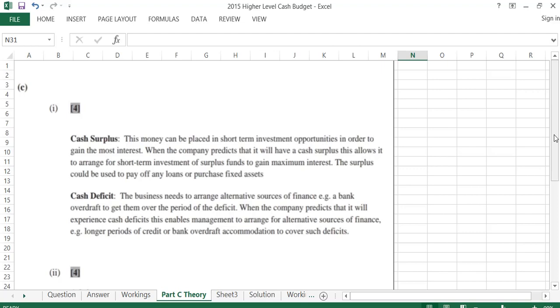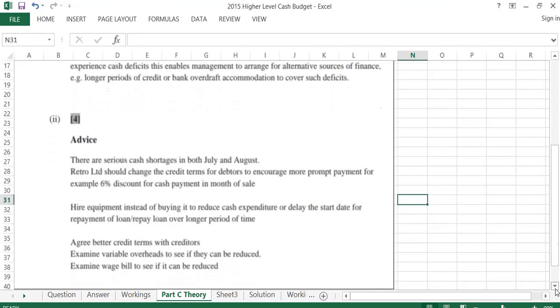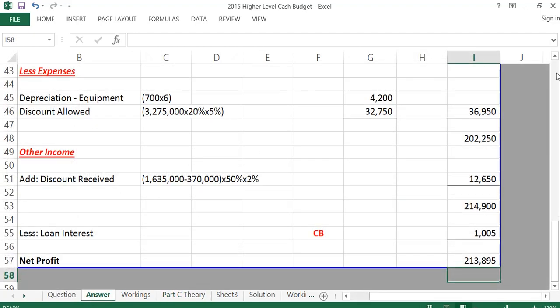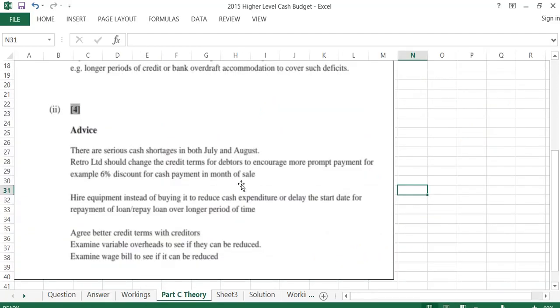And part II says, on the basis of the cash budget you prepared, what advice would you give to management of Retro Limited? Some of the advice you could give them would be, there's serious cash shortages in July and August. So we can see here from July and August, there's big cash shortages here. Retro Limited should change the credit terms for debtors to encourage more prompt payment, for example 6% discount for cash payments in the month of sale. So if they offer a 6% discount, people might pay quicker and get more money in.